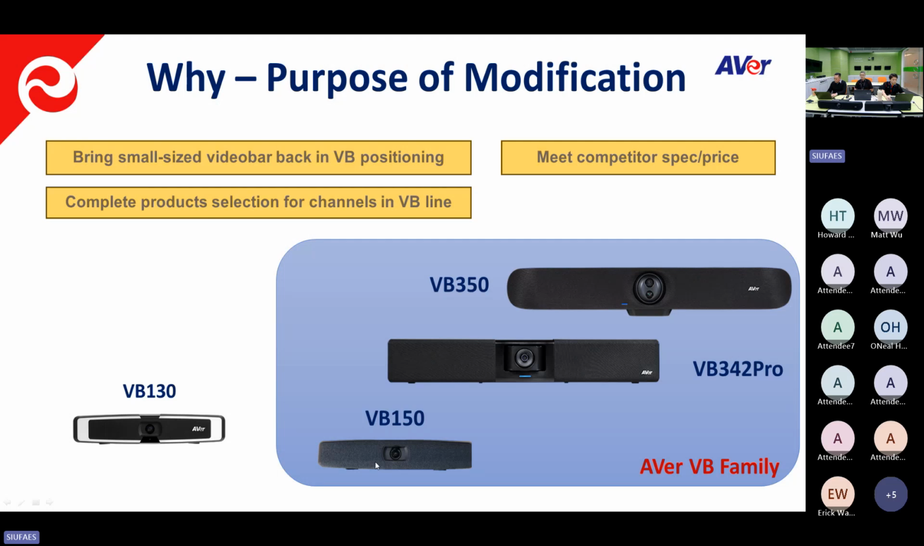It's called the VB150. You can see the design of the VB150 is almost the same as the VB series, like the VB350 and the VB342 Pro. We use an all black design. Compared with the VB130, it's quite different, so it's most similar to our VB family. And on the other hand, we have some new features inside this VB150. The purpose is to meet the competitors' spec and also the price. For example, L brand or P brand, they also have a small video bar for the small meeting room. So we just want to use this VB150 to fit in this market.